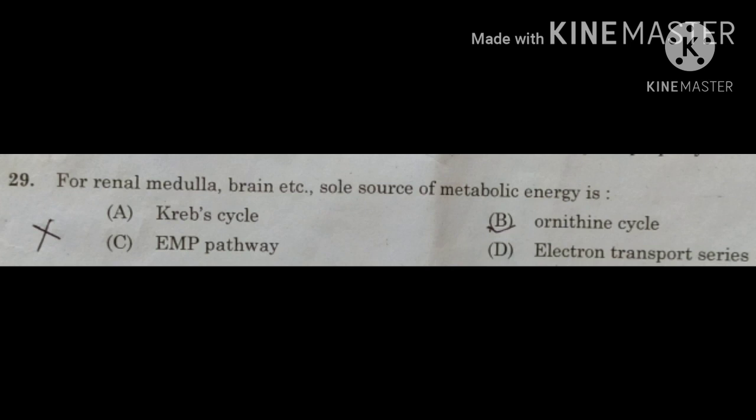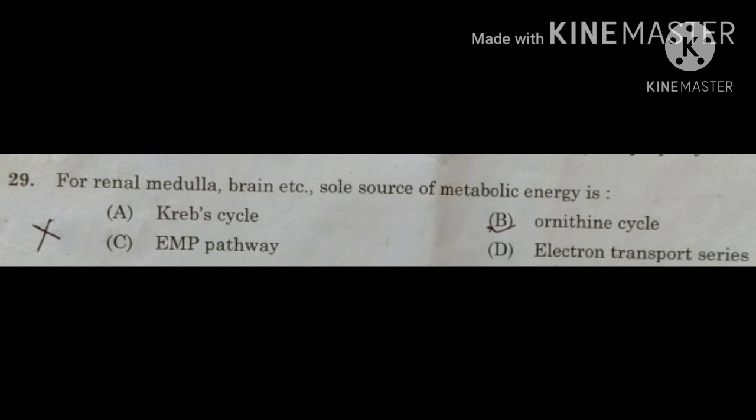Okay, this ornithine cycle or urea cycle is exhibited by ureotelic animals. Okay, and the ornithine cycle usually occurs in the mitochondria of liver cells. Then what do you mean by electron transport series? This electron transport series is also known as electron transport chain, ETC, or electron transport system. In the electron transport system, oxidative phosphorylation or terminal oxidation takes place. It is the last or final step of aerobic respiration.